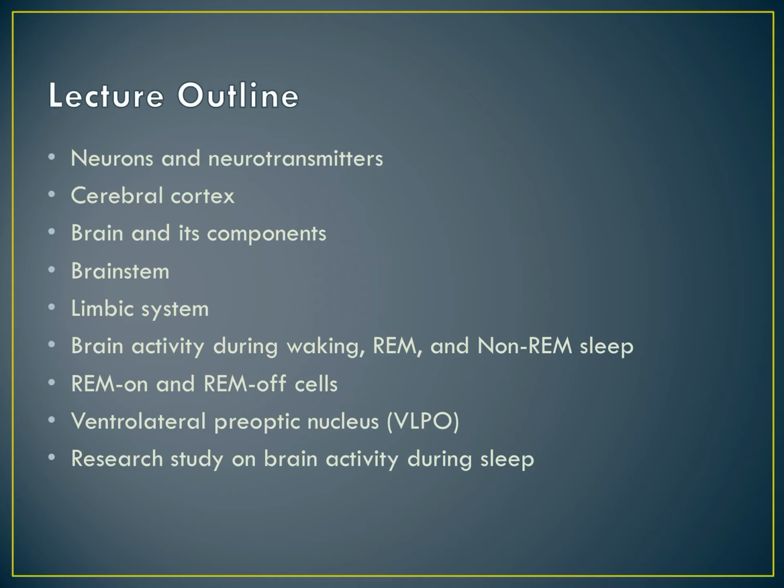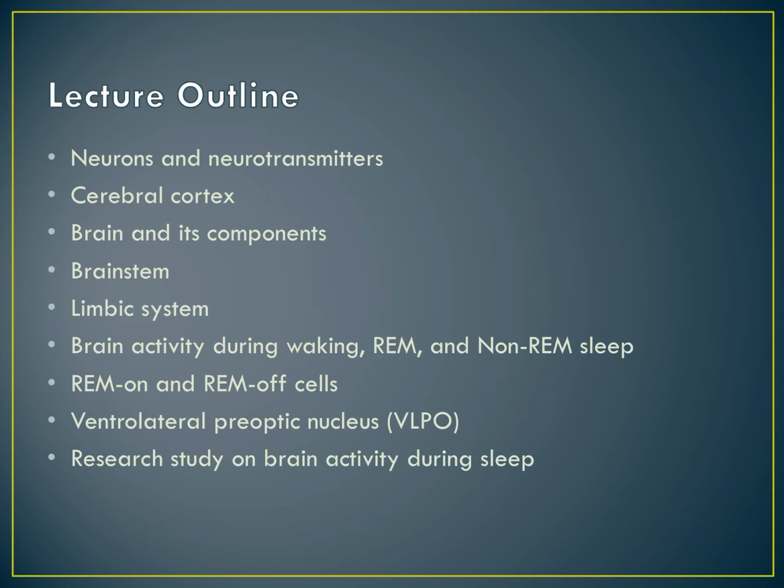We're going to talk about the structure, some components of the brain. The brainstem and the limbic system are both very important when it comes to waking and sleeping, so we're going to talk about those a little bit. And then we're going to look at the kinds of activities that we see in the brain, looking at the differences between when you are awake versus when you're in REM, or rapid eye movement, versus non-REM sleep.